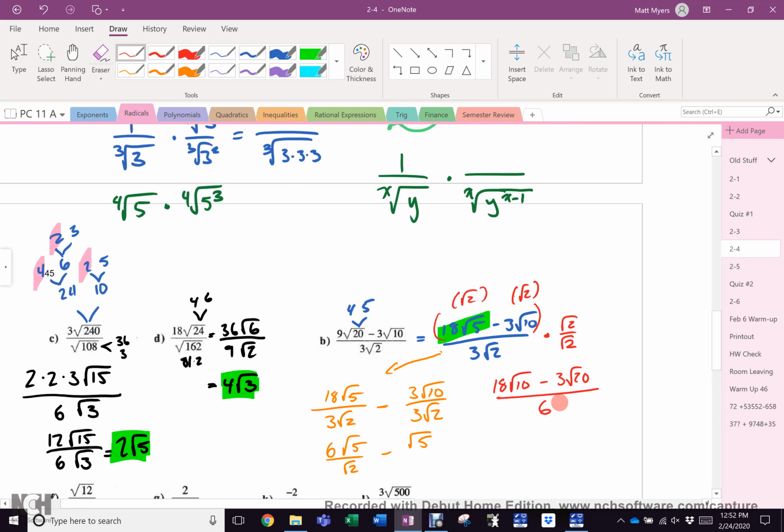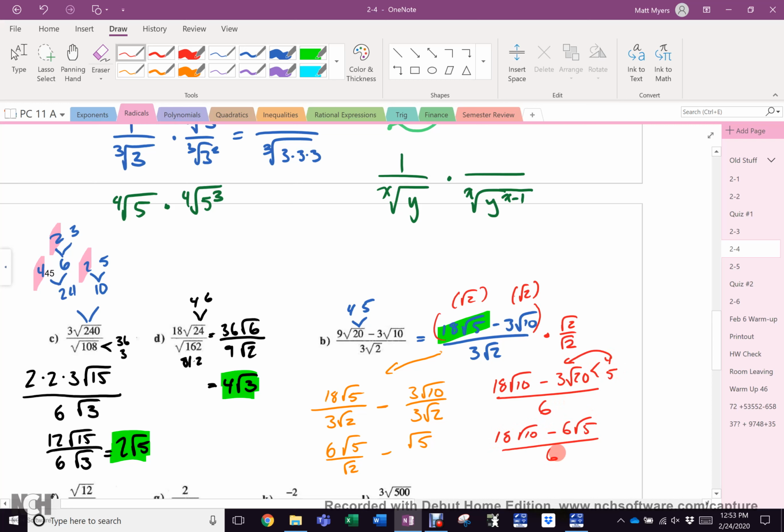Now what? There's something there we don't like. Right now you're sitting at a 3. You all want the 4. What can I do with what's written in red there? Simplify what, Adara? The root 20. Because that's 4 times 5, right? So what's coming out? 2. So I've got 18 root 10 minus 6 root 5 over 6.